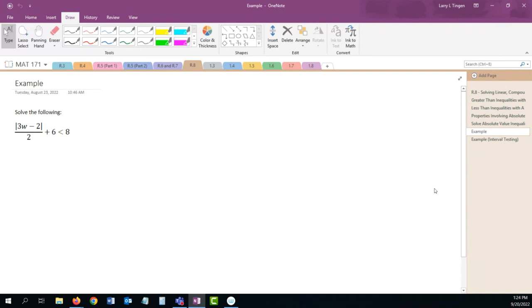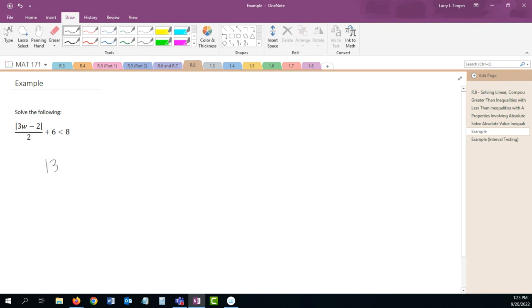So let's take a stab at this one. Well, now they've gone and done something else, right? Now they've added some rational expressions to this. Now I have the absolute value of 3w minus 2, all divided by 2, plus 6 is less than 8. Again, you don't know how to do this problem yet, but you can make it look like a problem you know how to do very easily.